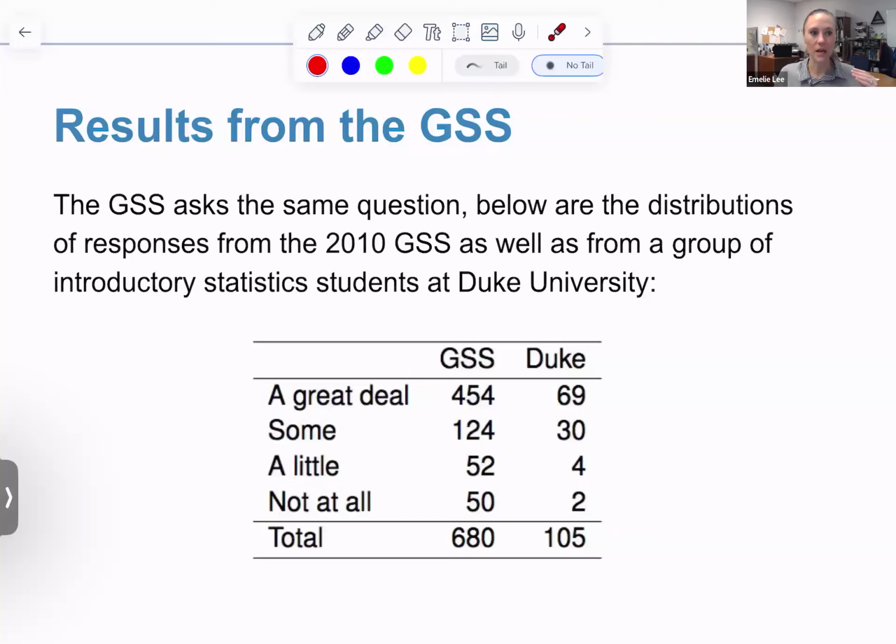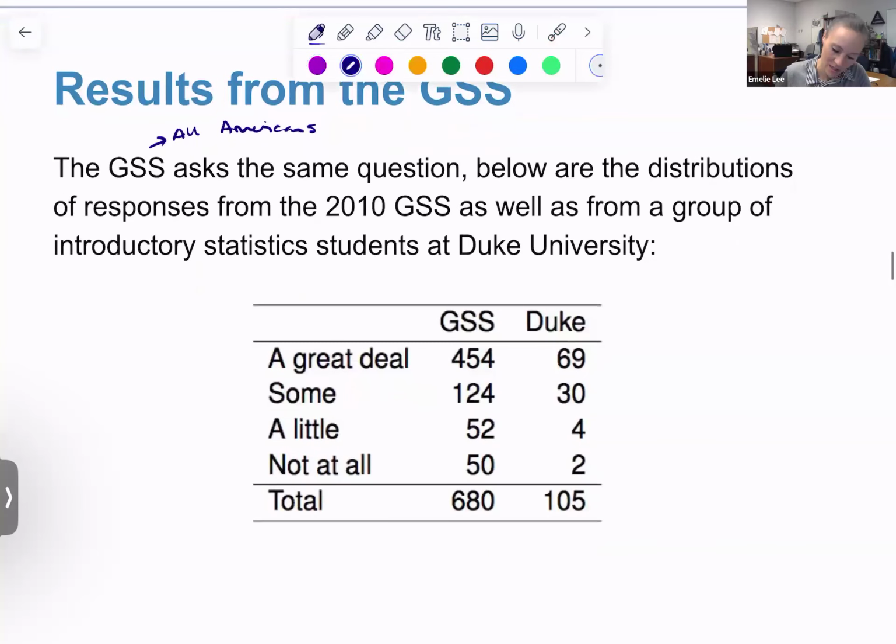Now, what they've done is they have asked the general, I think it's a general social survey. So this is all Americans, presumably adults, but let's just talk about them. So the entire US. And we're also going to talk about Duke University students. And so the GSS asks the same question. Below are the distribution of responses from the 2010 GSS, as well as from a group of introductory stats students at Duke University. And so Mina, who's one of the authors of this textbook, she works at Duke University. And so, of course, that's where all her examples are from.